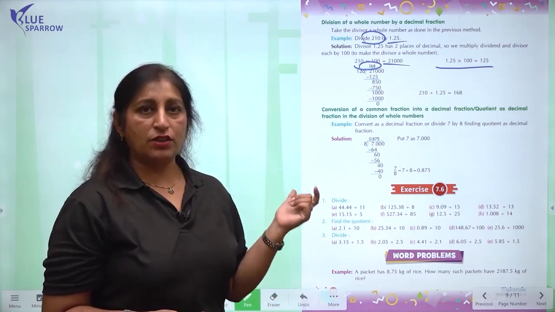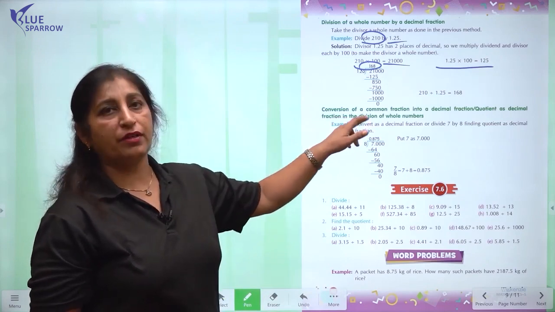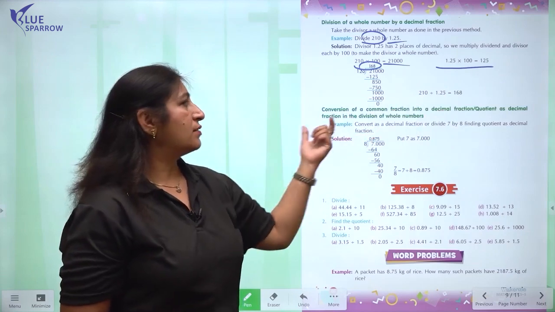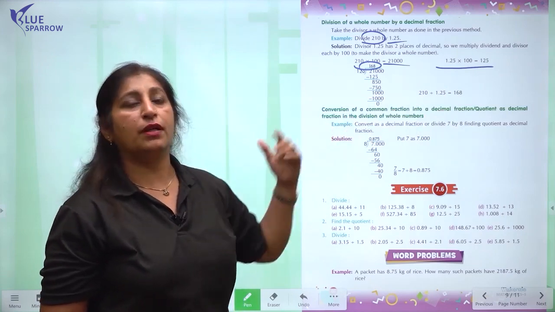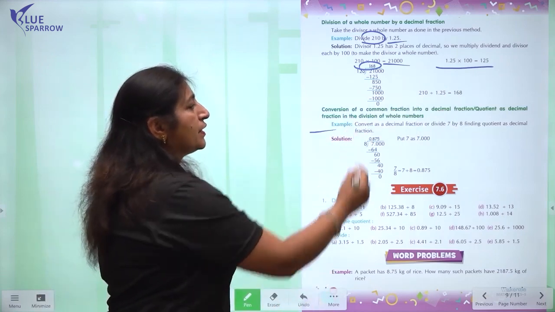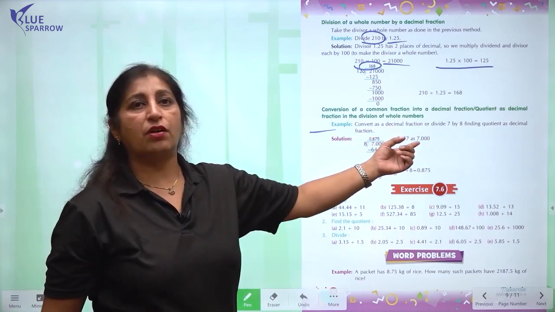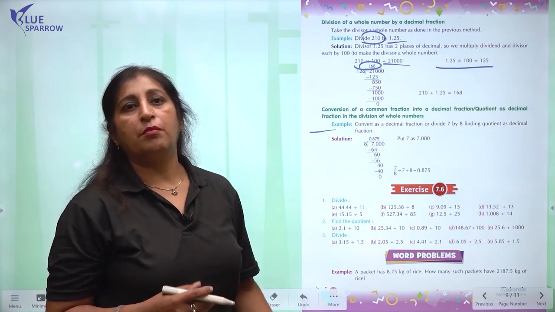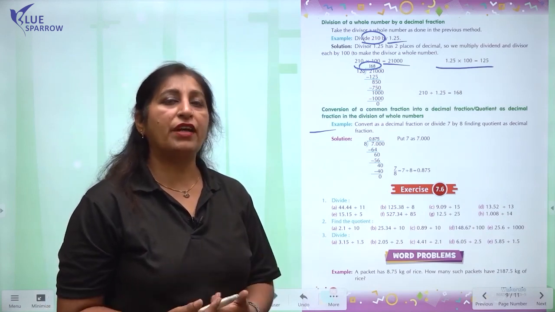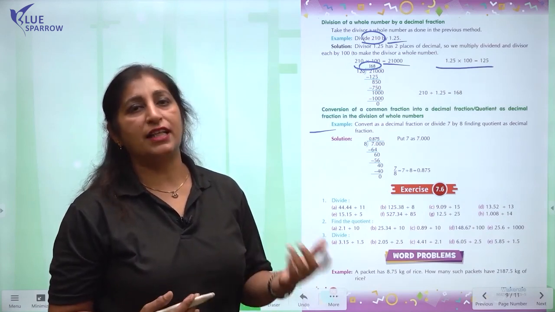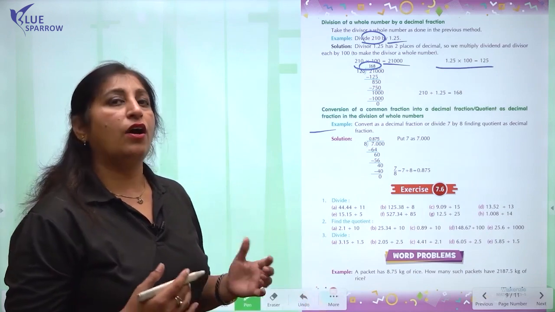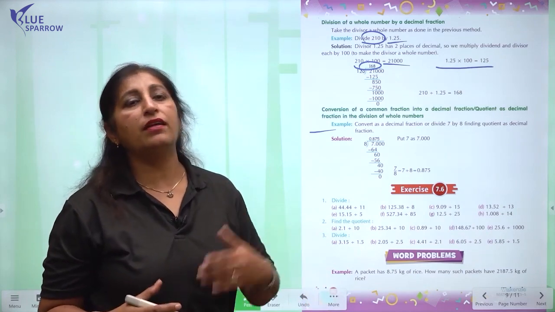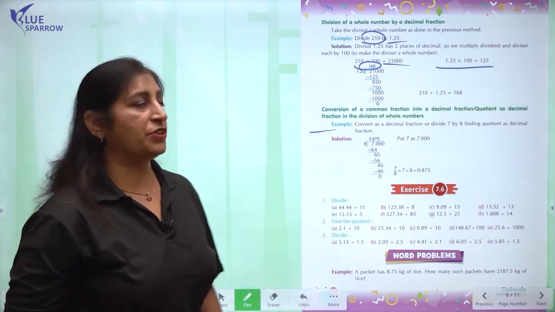Now we come towards the next topic, that is conversion of a common fraction into a decimal fraction, or quotient as a decimal fraction in the division of whole numbers. The example says convert as a decimal fraction or divide 7 by 8 finding quotient as a decimal fraction. It means you are asked to convert a common fraction into a decimal fraction, or you are asked to divide a whole number by a whole number, but the quotient should be in the form of a decimal fraction.